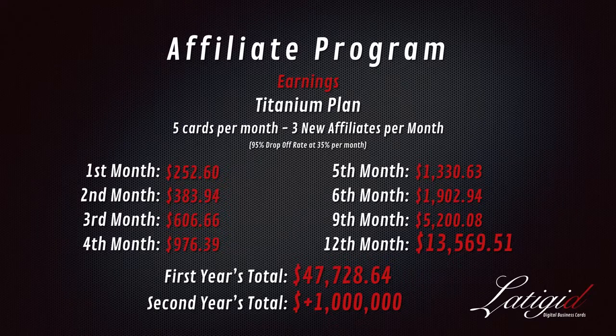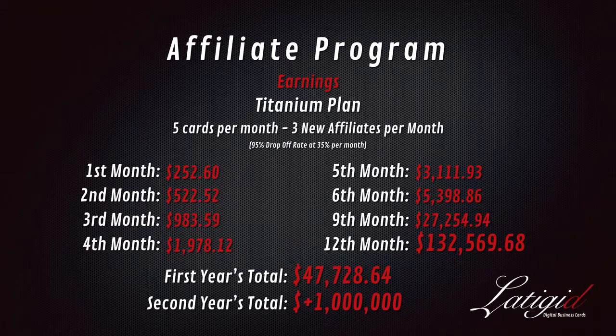With the titanium plan, with selling 5 cards per month and signing up 3 new affiliates on average, again with a 95% drop-off rate, on the 12th month, you will make $132,000. That's how much difference it makes when you start really ramping up in network marketing and start pushing that residual income. That brings your first year total to almost $323,000 just in your first year. That will bring your second year to over $5 million.